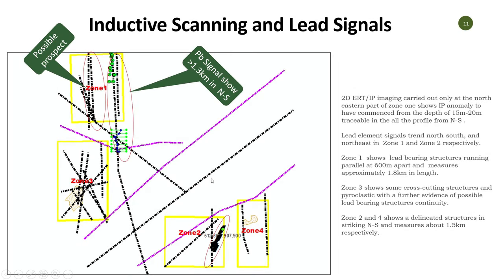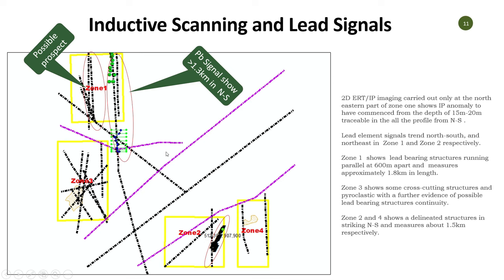I would have brought this before, but it is coming late here. The inductive scanning was also conducted here. That was another method we used before we deployed the IP. The inductive scanning also coincides with the structures that were interpreted initially, and based on that, we collected some soil samples. Here, the lead signal shows almost 1.3 kilometers in the north-south, and that is where the IP was carried out. It showed this is also another parallel vein. We think that is possible in this direction.